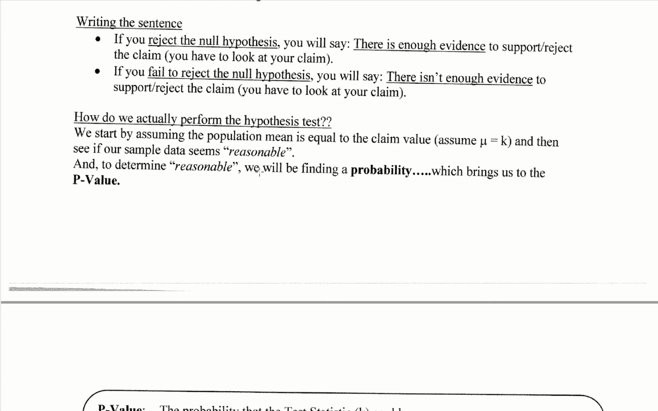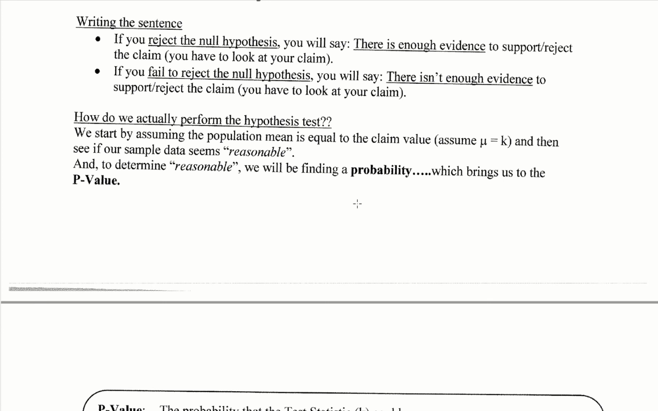We now get to the question of how do we actually perform the hypothesis tests. We start by assuming that the population mean is equal to the value that's stated in the problem, and then we see if our sample data would be reasonable. And to determine reasonable, we will find a probability value, which brings us to the p-value. So in general, there are two compatible methods of approaching a hypothesis test.